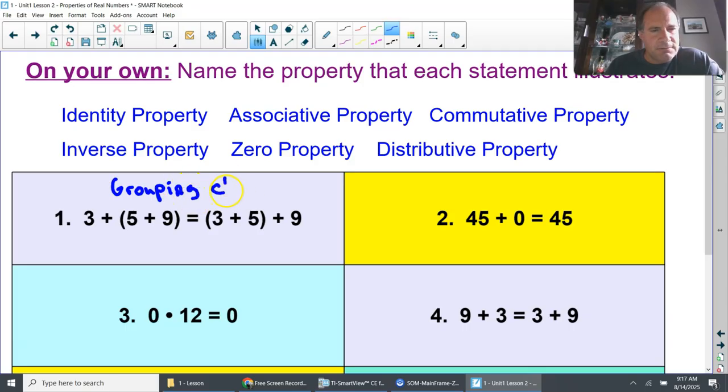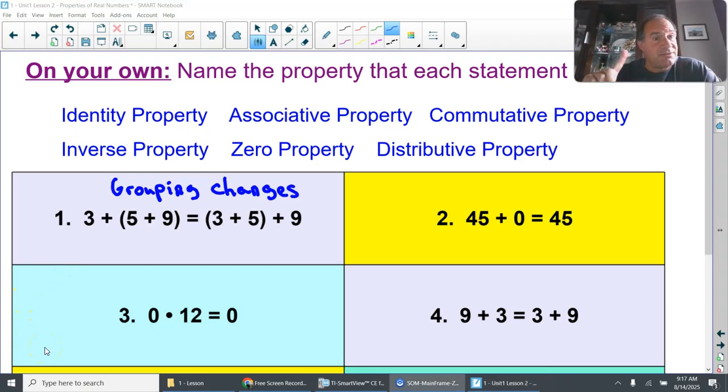Grouping changes. If the grouping changes, that is called commutative property. And I'm sorry, it's not commutative property. It is associative property. When the grouping changes, that's associative property. So we're going to say associative property of addition.